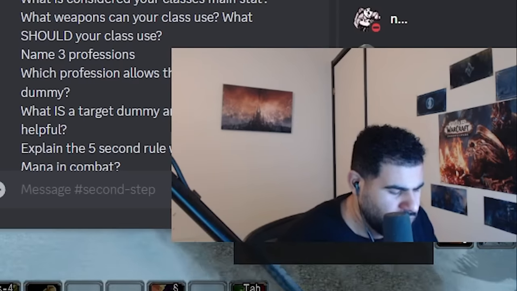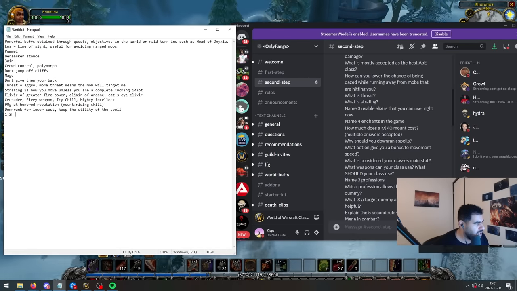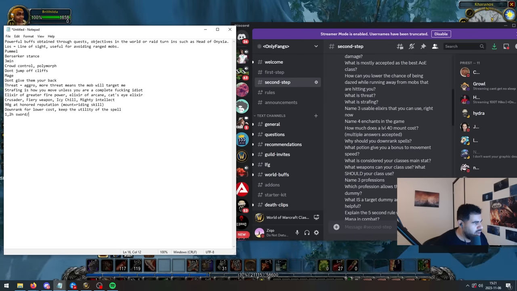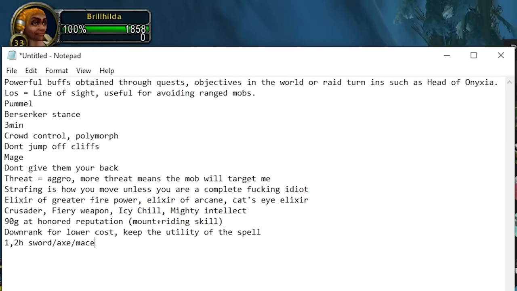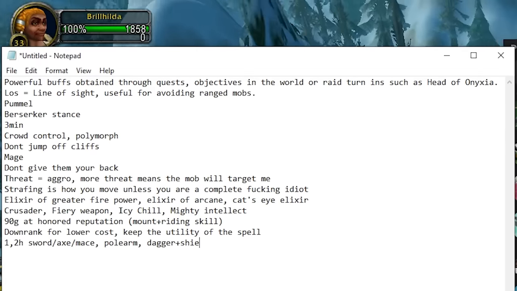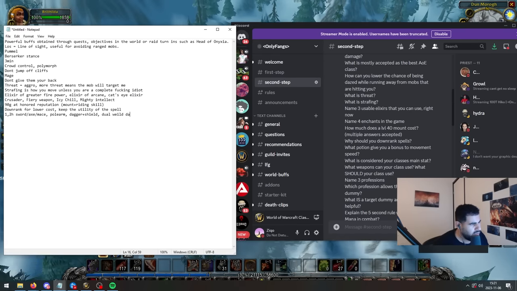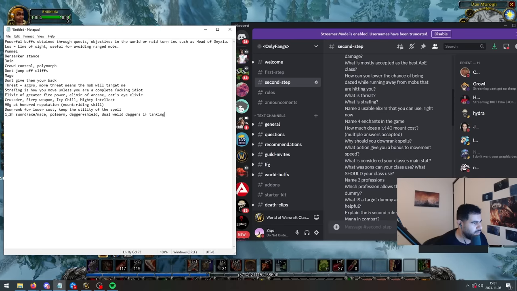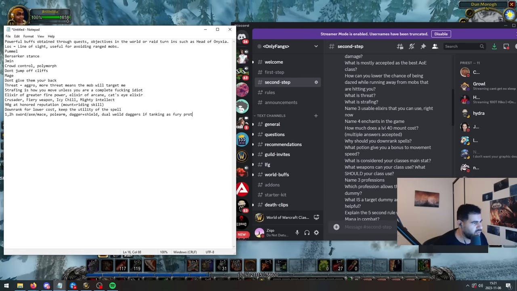What weapons should your class use? One hand, two hand, sword, axe, mace, polearm, dagger plus shield, dual wield daggers if tanking, as fury prot.